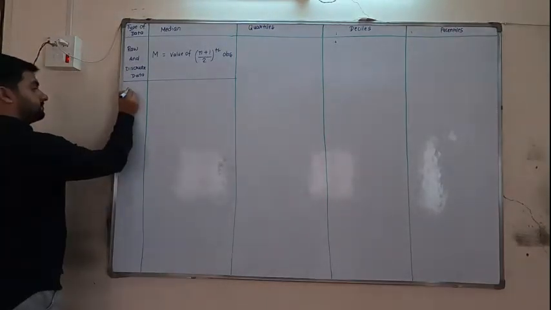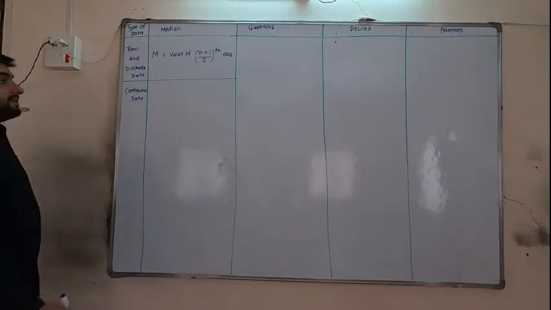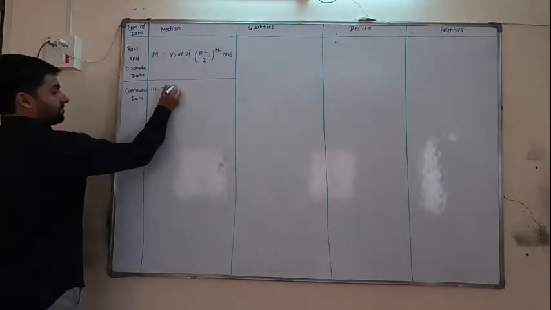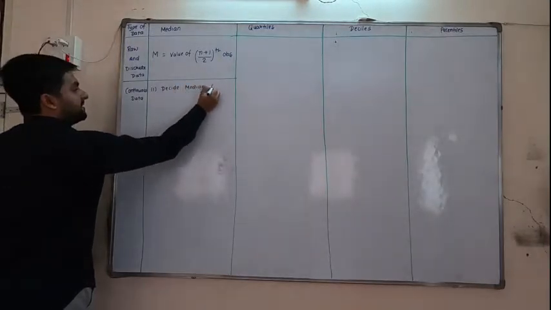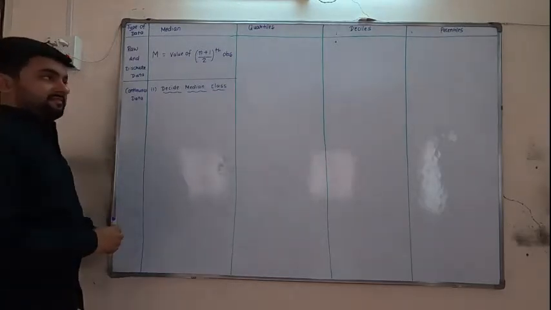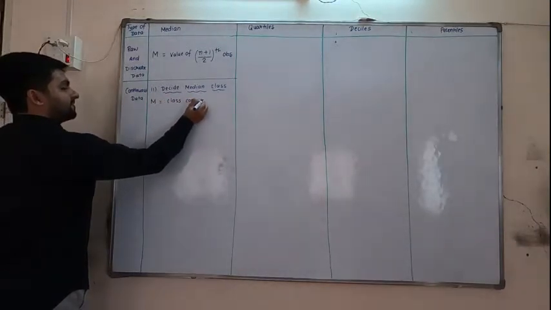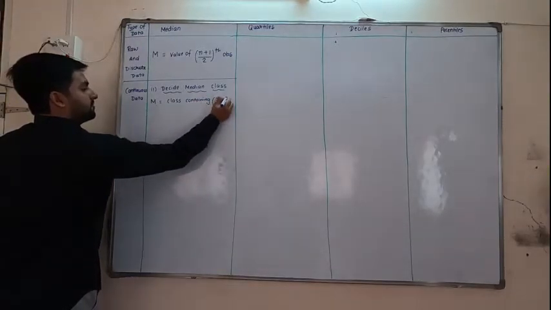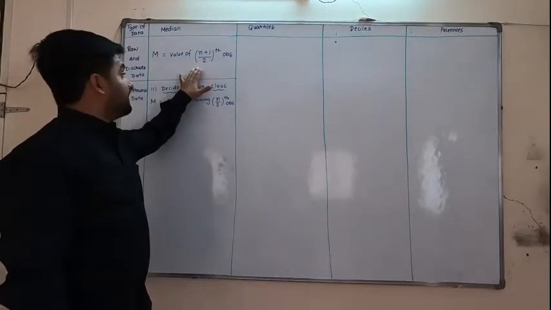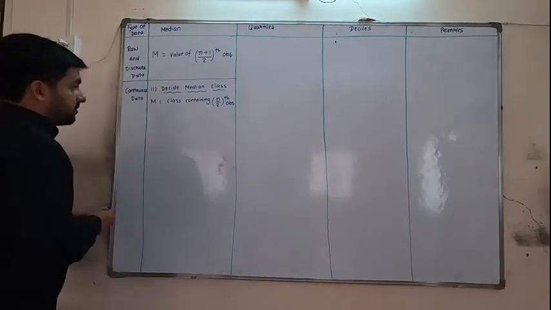Now, continuous data. For this continuous data, we have two steps. Step number one, decide median class. In which class is this median? How to decide? M is equal to the class containing N by 2 observation. Class containing N by 2 observation. Remember, for raw and discrete data we have N plus 1, and here we don't have N plus 1, so that mistake should not be made. So the class will be decided on that.